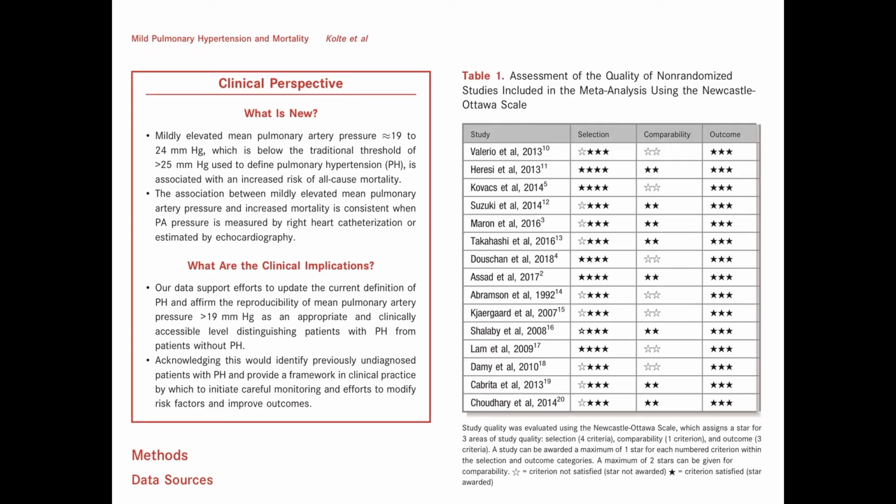What's important about this is because increased mortality is associated with even milder degrees of pulmonary hypertension, this has contributed to the redefinition of pulmonary hypertension being defined as of 2019 as a mean pulmonary pressure of more than 20 rather than 25 millimeters of mercury.